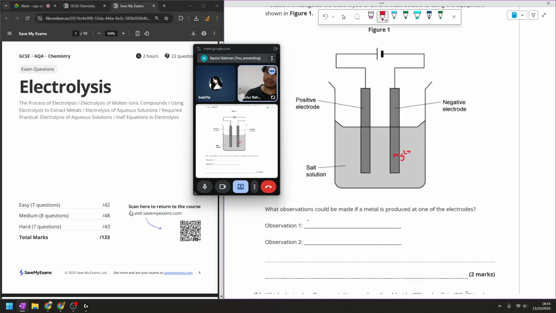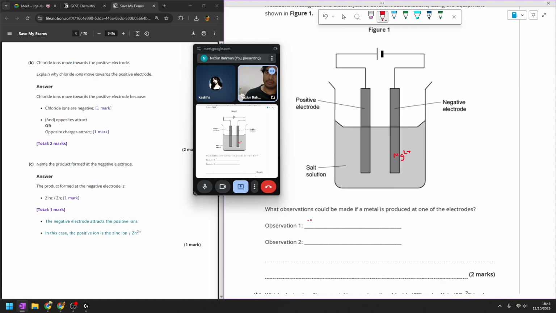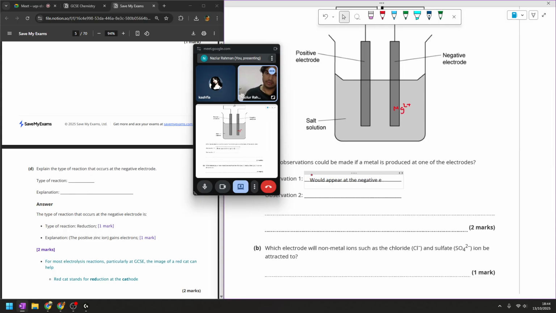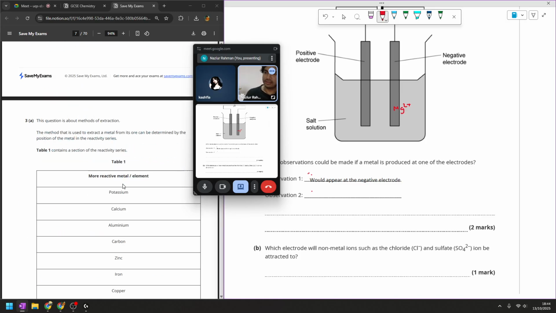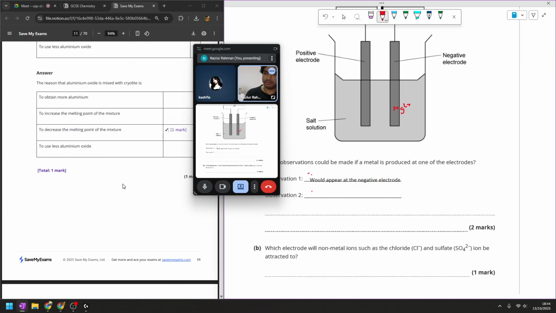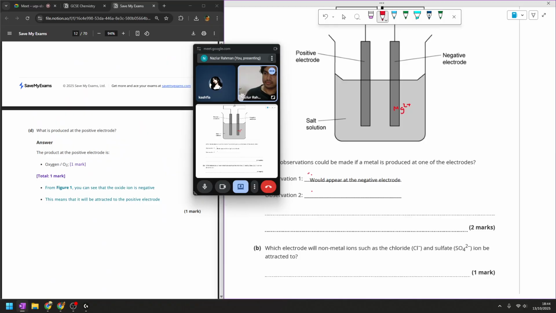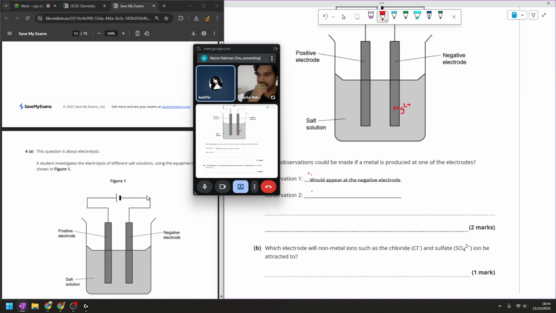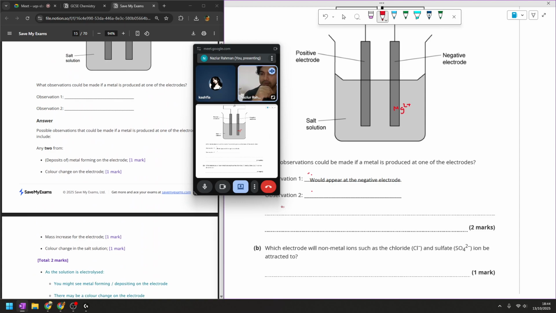So observation 1 would be that metal would appear at the negative electrode. And then the second one, you can say, the property of metals is that they're shiny, or lustrous. So you can say that a shiny deposit would be seen. Okay, so let me just look up the exact wording that they want.